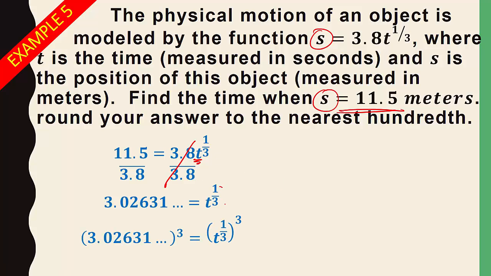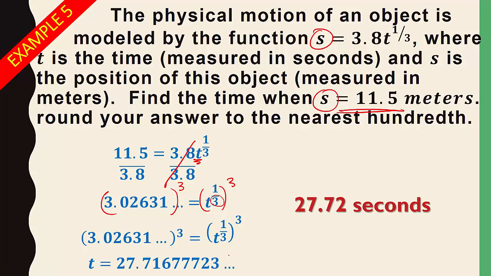Well, I can raise that again to whatever's in the denominator, or you can think about it as raising it to the reciprocal so that I end up with an exponent of 1. So it'll be just t to the 1st power or just t. But anything I do to one side, I have to do to the other. So since I raised this side to the 3rd power, I have to raise this side to the 3rd power, like you can see, which gives me t equals 27.716777723, etc. But it said to round to the nearest hundredth, and it's a word problem, so I need to make sure I have units, and my answer is 27.72 seconds.